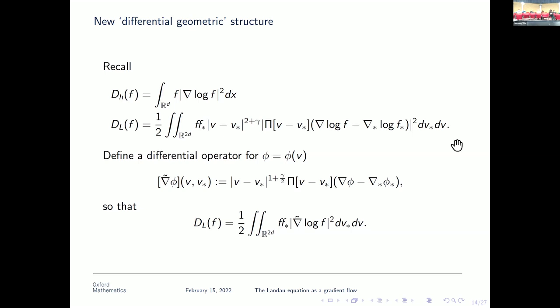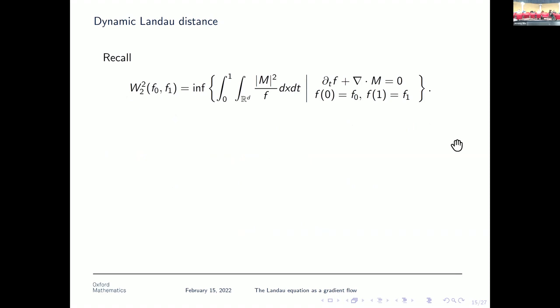There's a factor of 1/2 that is somewhat irrelevant, but it has to do with the fact that I've gone from the Fisher information being an integral in one variable, to the Landau dissipation being an integral over 2 variables. But nevertheless, it's a constant. Okay, so what am I going to do with this differential operator that I've defined? Well, just to recap, the Benamou-Brenier dynamic formulation of the 2-Wasserstein metric is this infimum over some sort of energy functional subject to continuity equation constraints.